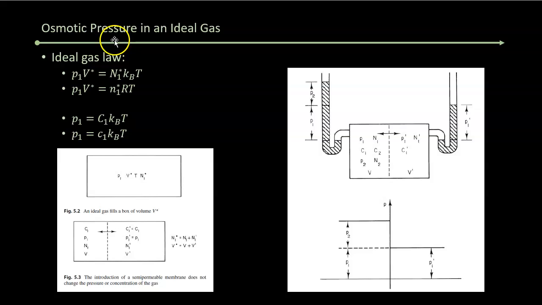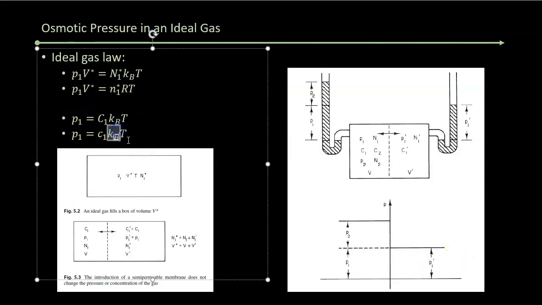So I've got P1 V equals N1 kBT. All right, or for the chemist, you like to write it in terms of moles. And here's the concentration in terms of particles per cubic meter. Here's the moles. So, and that should be an R.